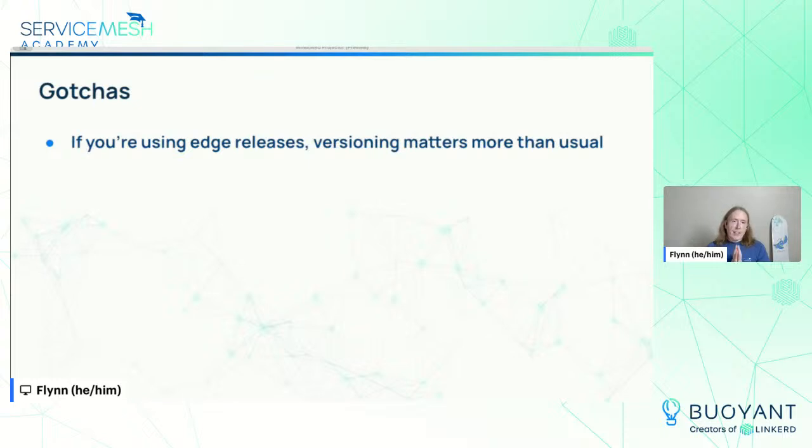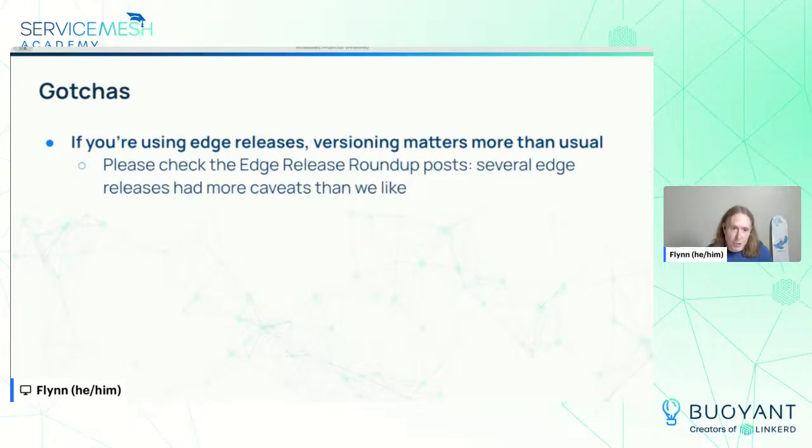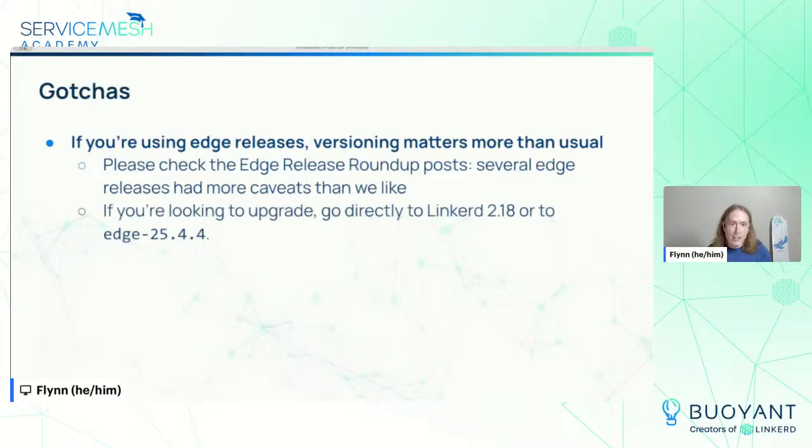One final gotcha here. If you are running edge releases, pay more attention to the version than you normally have. Please, please, please check the edge release roundup posts on this one. Several of the edge releases on the way to 2.18 had more caveats than we typically like. I would personally say if you are running an edge release from the 2.17 days and you want to switch to an edge release from the 2.18 days, just go directly to 25.4.4 or higher. Do not mess with any of the edges from 25.3 or the early 25.4s. Just go straight to 25.4.4 and have done. You can read the edge release roundup posts to see why I say that, but there are some interesting and weird caveats for some of those releases.